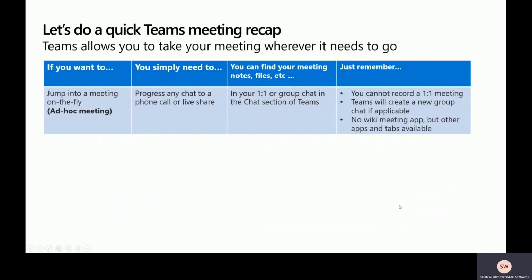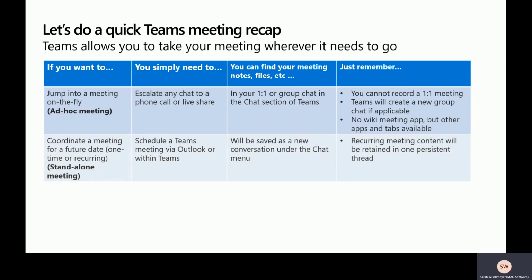And then to recap, we had different types of meetings. We had the ad hoc meetings. Those would be more like a phone call, and you're just going to meet with someone on the fly. They are actually a chat, and you're taking your chat and progressing it to an audio or video call. One thing to keep in mind is that a one-on-one chat cannot be recorded. And also, it's not a meeting, so it doesn't have wiki-based notes, but you could use other tools like OneNote or Word or Excel or whatever to take those notes instead.